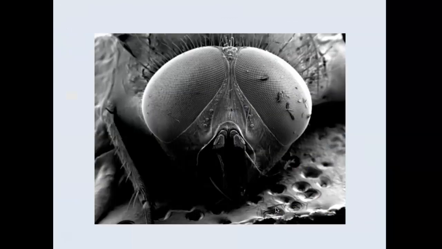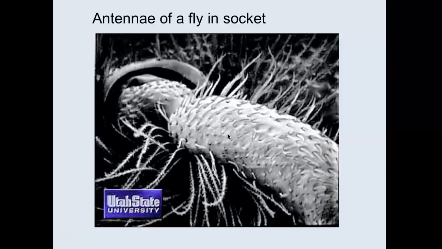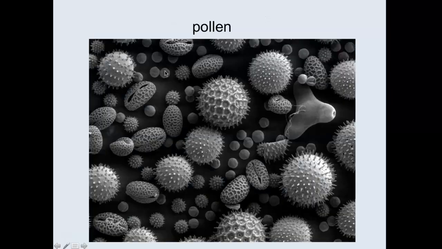Now for the rest of a few more slides, I just have some really fun pictures, this is just for fun, taken with a scanning electron microscope, the 3-dimensional images. So this is a fly. This is the eyes of a fly, and you can see the great detail of the different units of the eyes and the hairs. This is the antenna of the fly in the socket going into his head. So really, really great detail here.